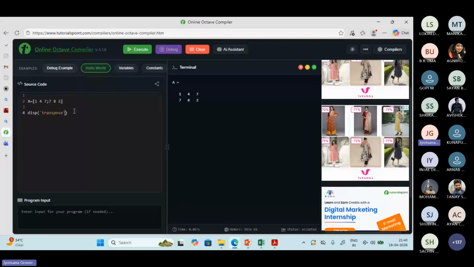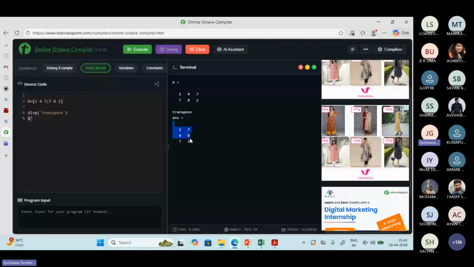So here you have to do like this. Notation is this in Octave. So here what will happen is, I'll just show you first. So here what happens is, first row will become the first column. So when you take the transpose, first row will become the first column, 1 4 7. Second row will become the second column.